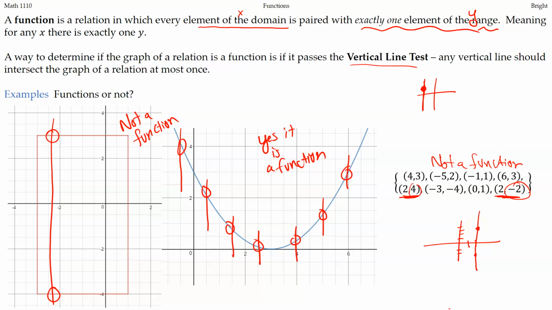Okay, so this video is meant to overview the language of relation, domain, range, and function. And here are a couple quiz questions for you to test your knowledge on.